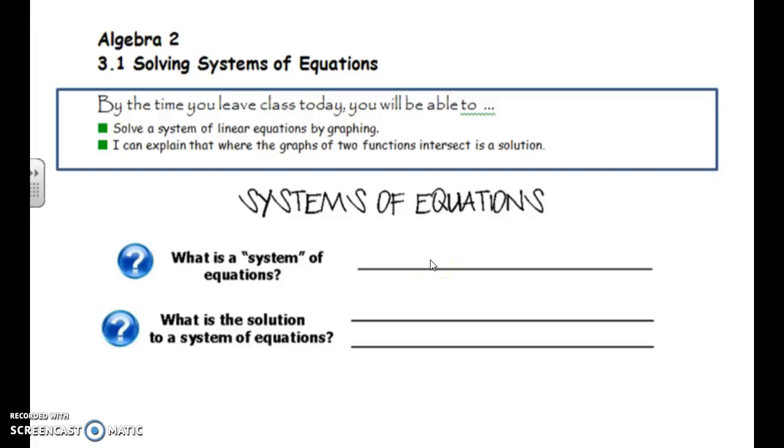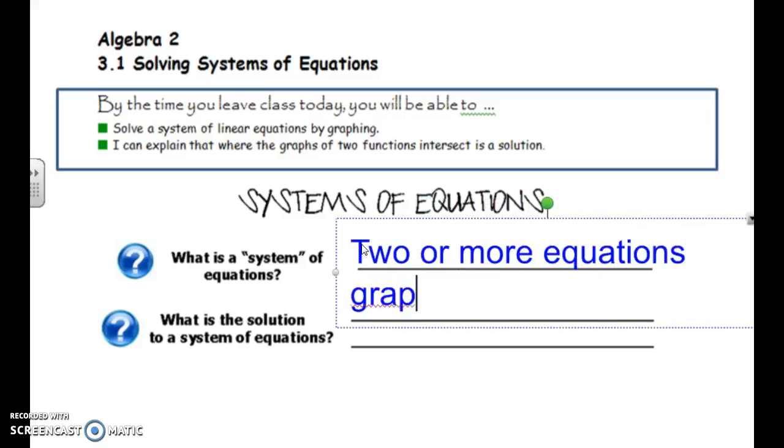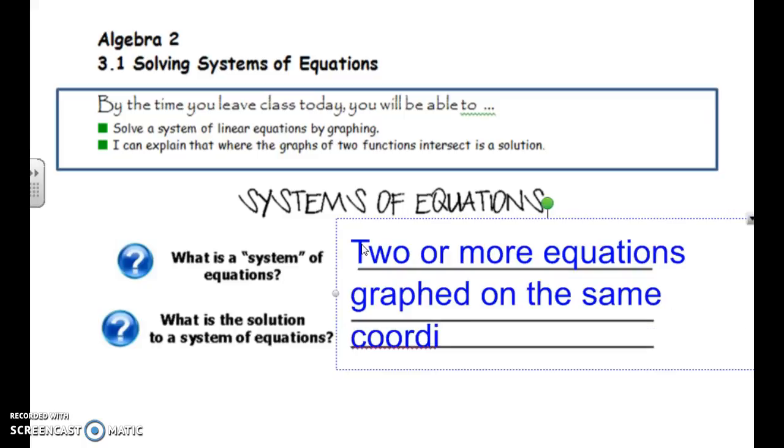So the first thing that we're going to start in on chapter 3 is solving systems of equations. And when you start systems of equations, it's kind of important to know what exactly a system of equations is. So what is a system of equations? We can answer that by saying it is two or more equations graphed on the same coordinate plane.